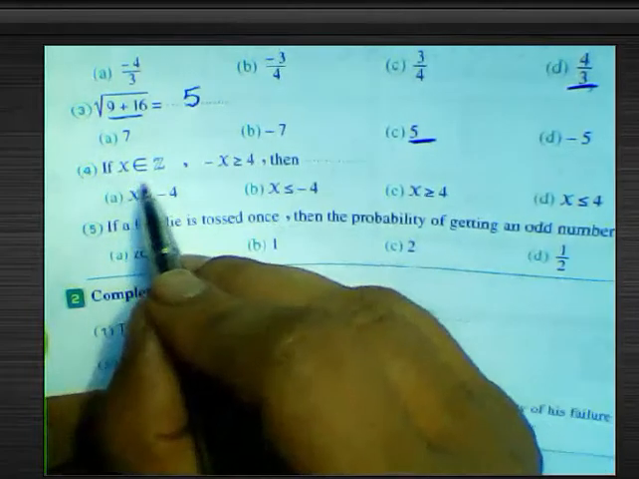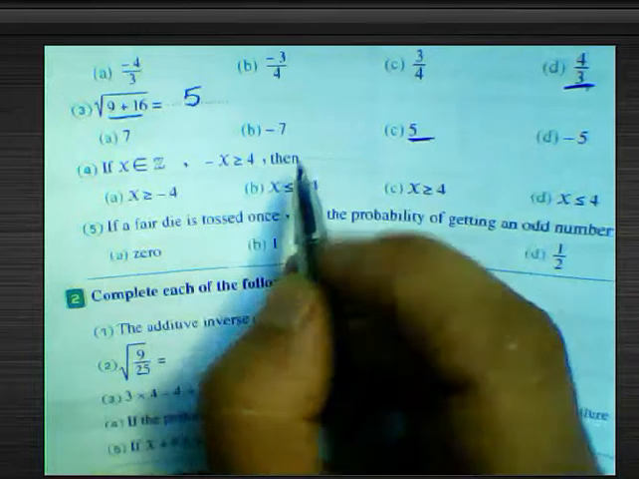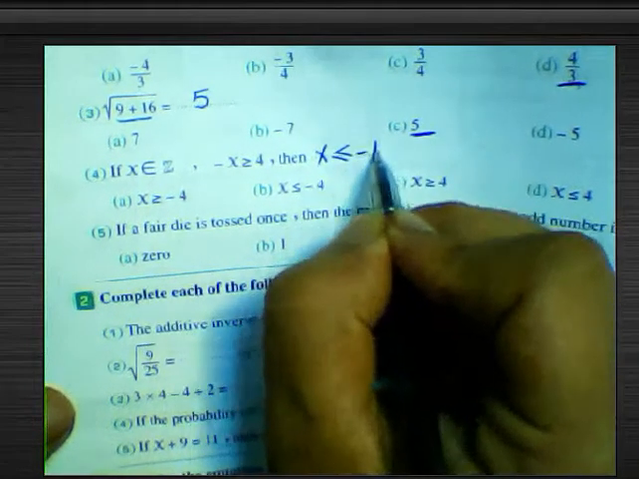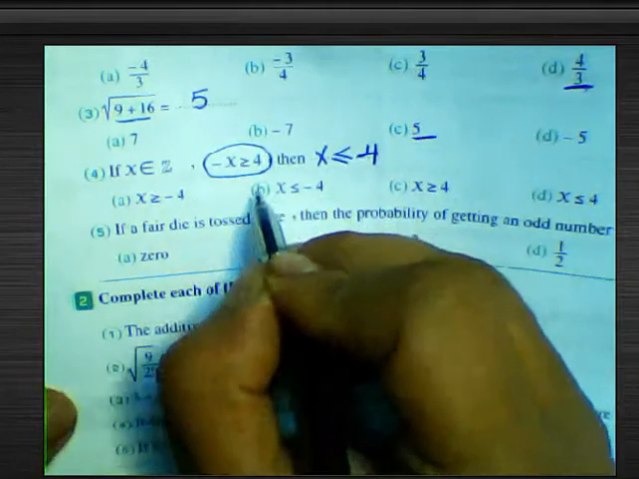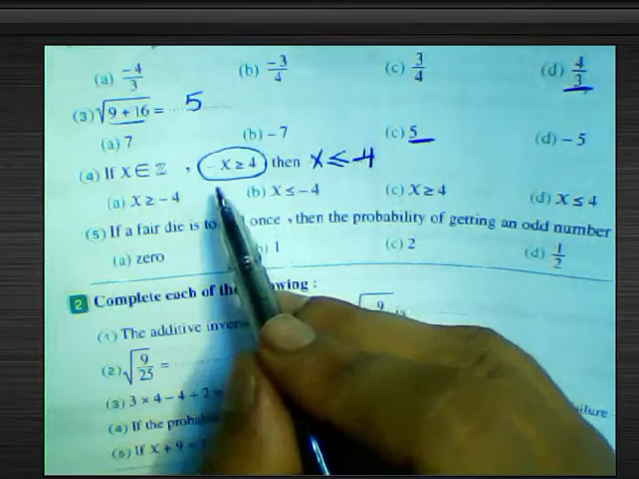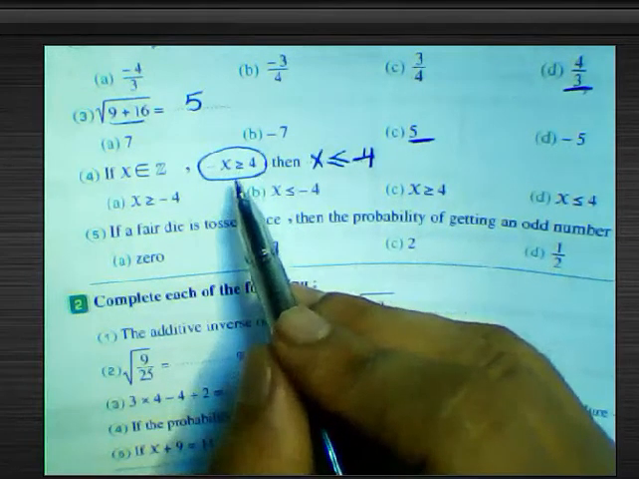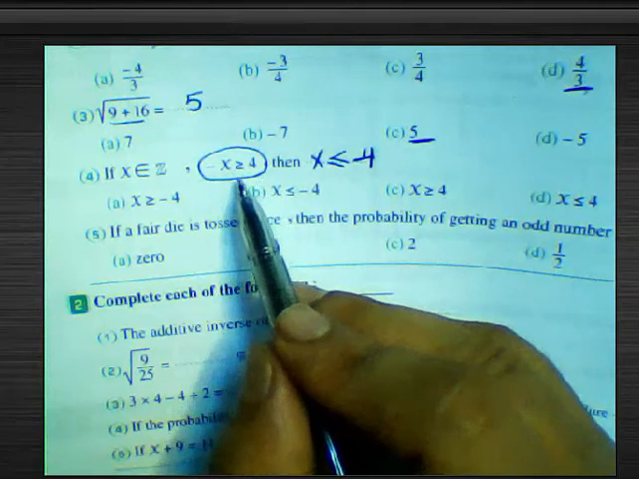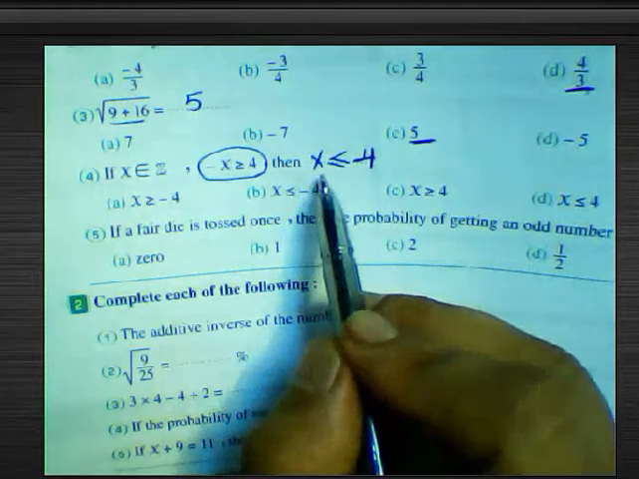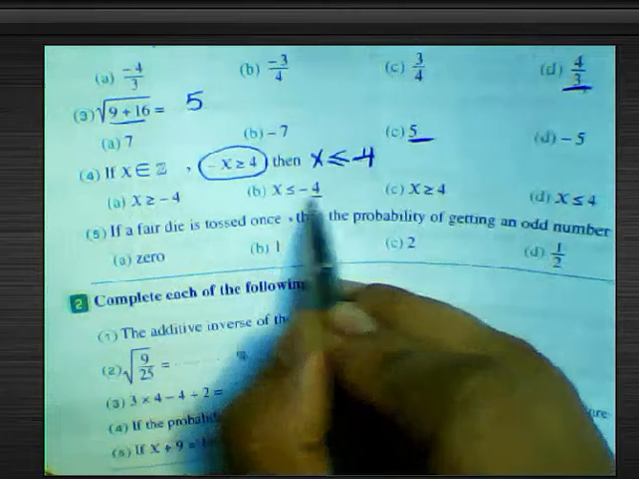If x belongs to Z, and negative x is more than or equal to 4, then x will be less than or equal to negative 4 by multiplying by negative. Don't forget this step. If you want to find the result, we must multiply by negative 1 and change the sign from more than or equal to less than or equal to. So x is less than or equal to negative 4.